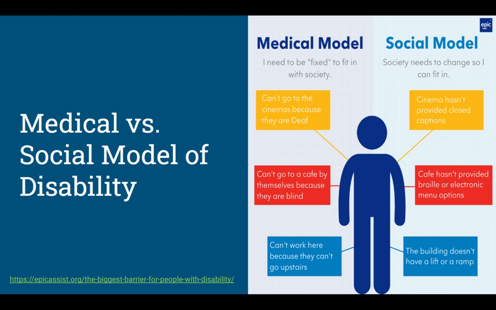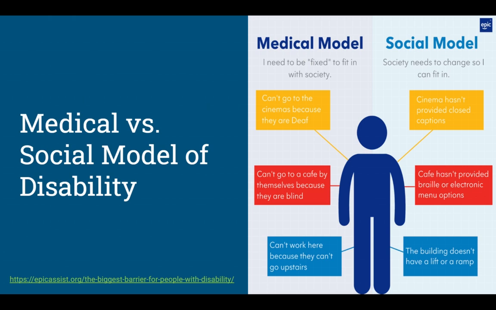So the medical model of disability says, I need to be fixed to fit in with society, where the social model says society needs to change so that I can fit in. And the I that is being referred to in both of these cases is an individual with a disability. So if we look at some of the examples, we see the medical side says this individual can't go to the cinemas because they are deaf, whereas a social model would say the cinema hasn't provided closed captions.